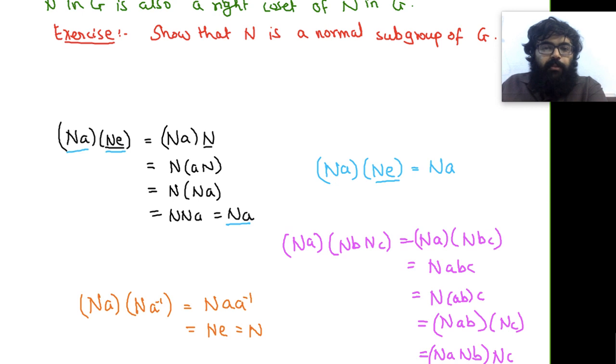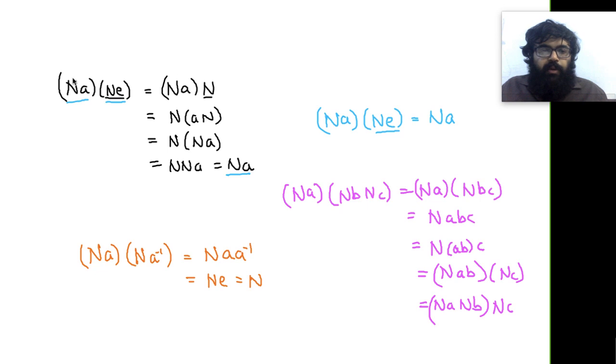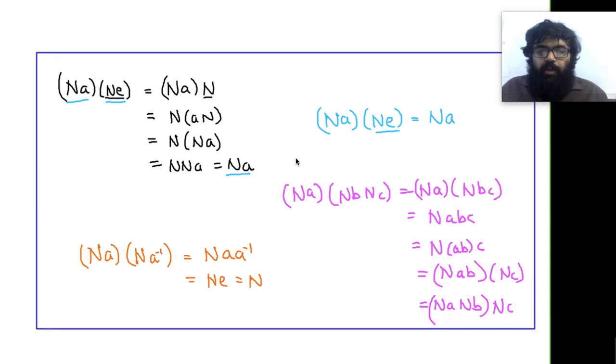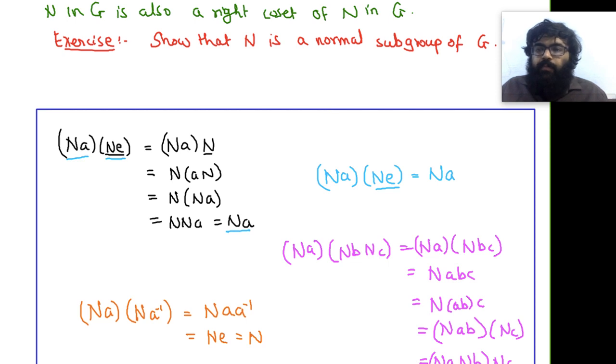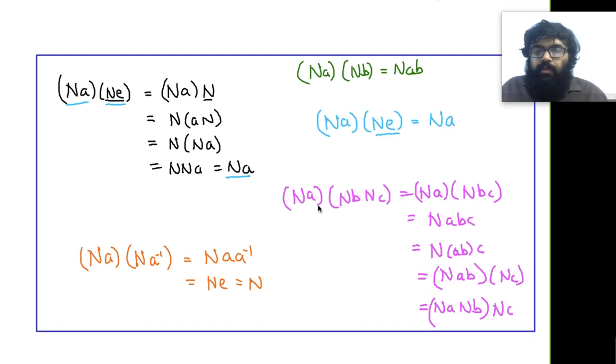As I mark my remark from this day onwards, I count them in a box. So let me make a box here. This is a remark I made. Already what we know is NaNb equals Nab. Product of two right cosets is a right coset. There is a right coset Na, multiply by Ne, you get Na back. So that means there is an identity right coset. Then associativity also holds: NaNbNc equals NaNb and then Nc. And then finally inverse. So the set of all right cosets forms a group under this operation.